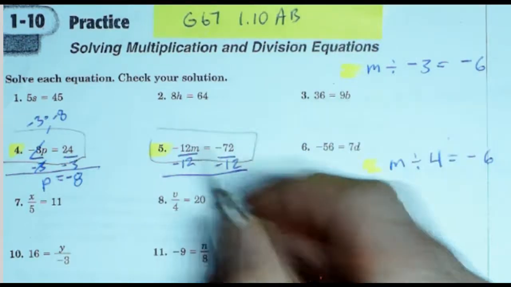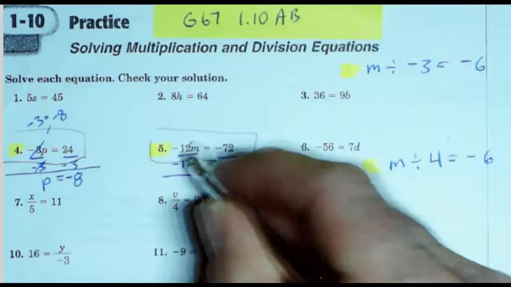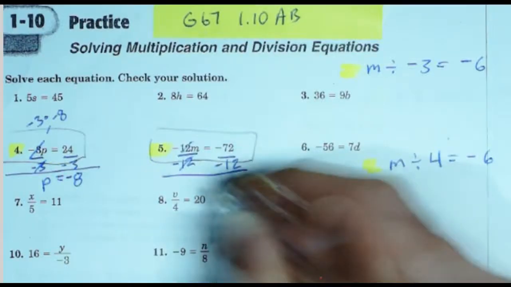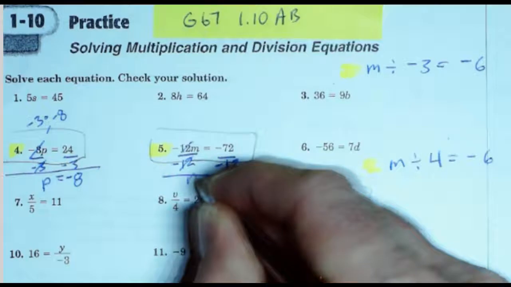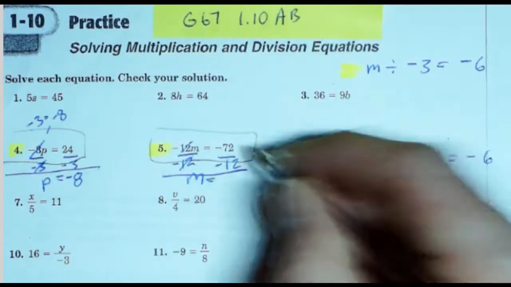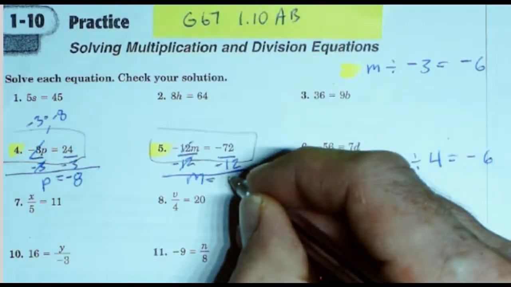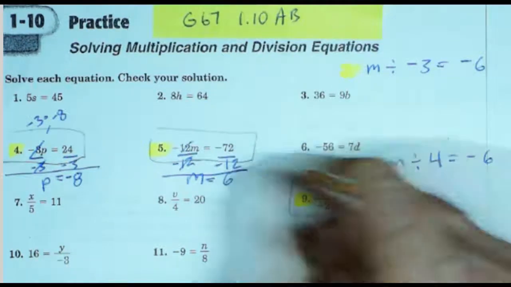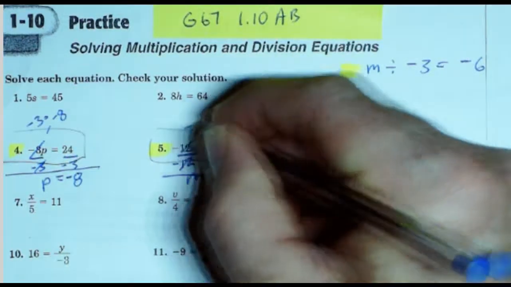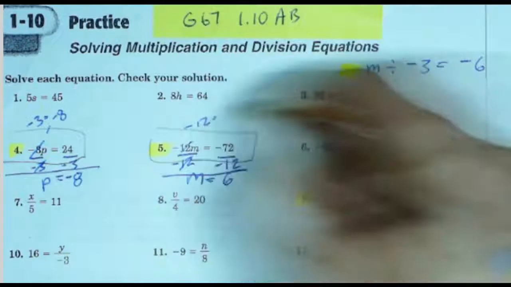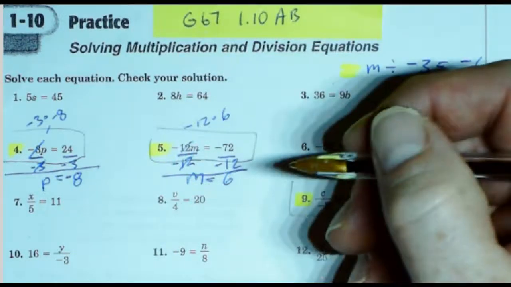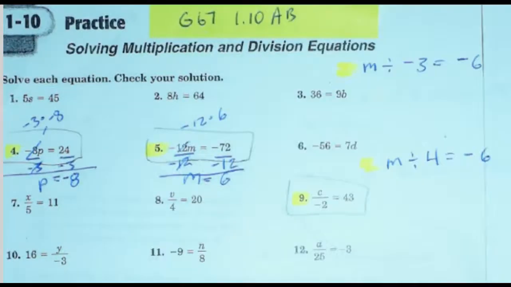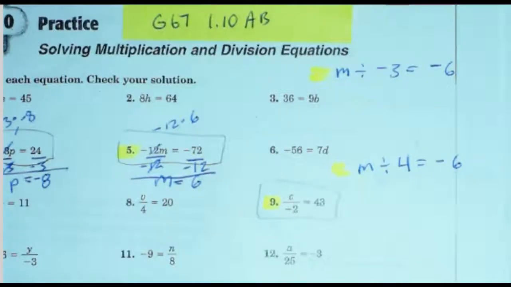So I draw my line. Negative 12 divided by a negative 12 is a positive 1m, or just an m. And then 72 divided by 12 is 6. And of course we have two negatives, so that's a positive 6. Let me pop it in. It would be a negative 12 times a positive 6 would give us a negative 72. Okay? Those are the easy ones. These ones here are the more difficult ones.